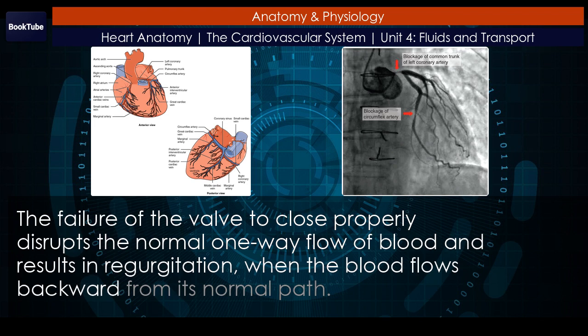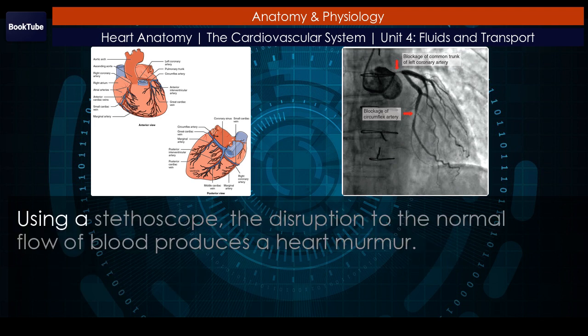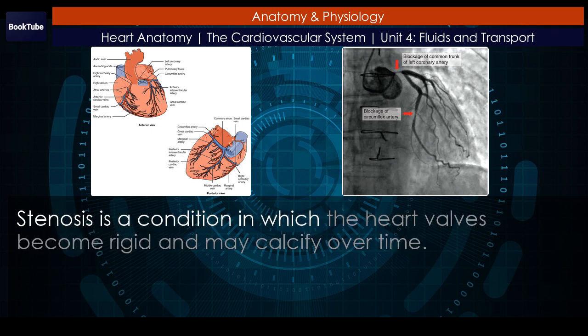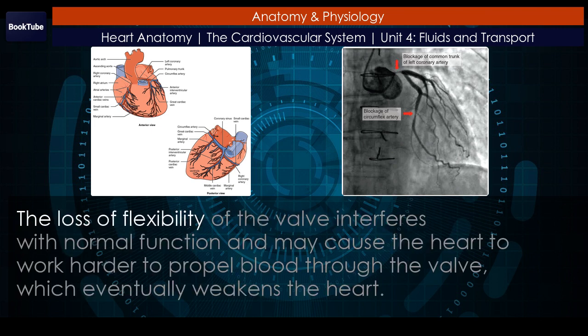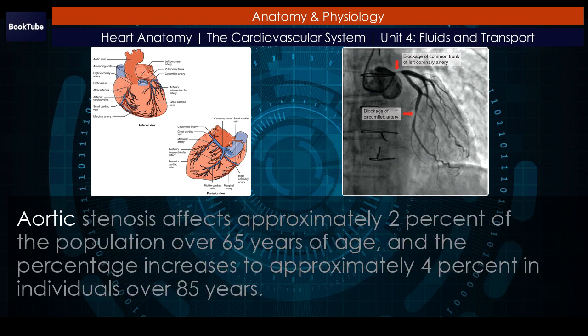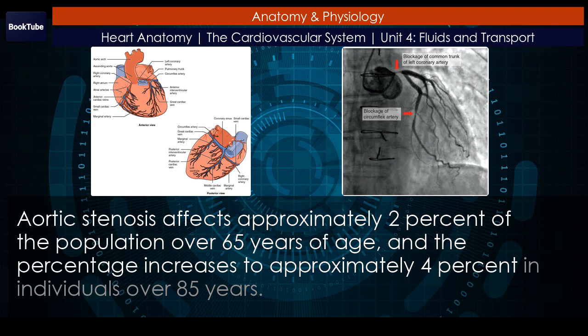When the blood flows backward from its normal path, using a stethoscope, the disruption to the normal flow of blood produces a heart murmur. Stenosis is a condition in which the heart valves become rigid and may calcify over time. The loss of flexibility of the valve interferes with normal function and may cause the heart to work harder to propel blood through the valve, which eventually weakens the heart. Aortic stenosis affects approximately 2% of the population over 65 years of age, and the percentage increases to approximately 4% in individuals over 85 years.